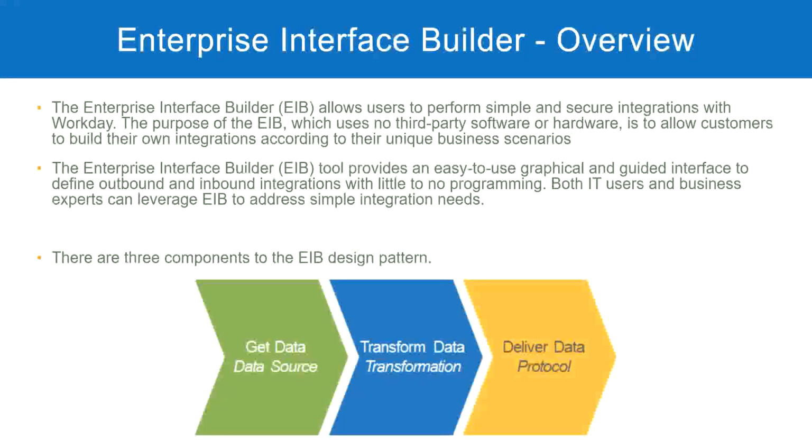And then deliver the data. How are we going to send the data to an external system? So we have to configure that as well. Once we do these 3 steps, our EIB is ready. We are going to start exchanging information from Workday with an external system.